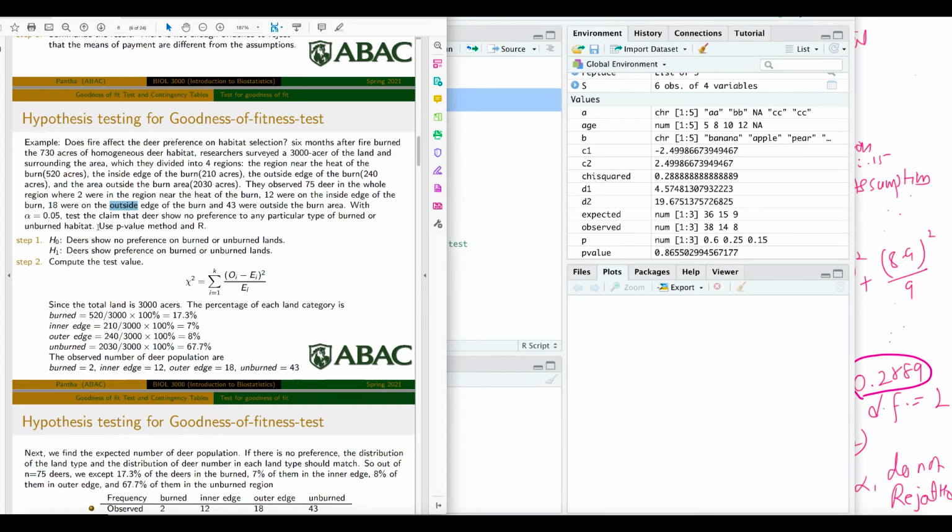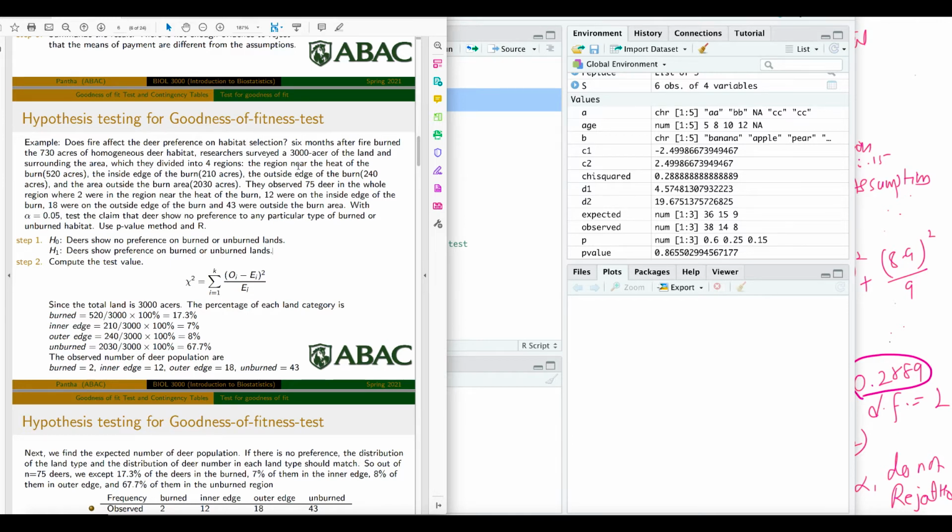With alpha equals 0.05, test the claim that deer show no preference to any particular type of burned or unburned habitat. Use the p-value method. So our null hypothesis will be deer show no preference, and the alternative will be deer show some preference. So what we want to know is, depending on the size of these 4 categories, whether the deer population is concentrating in a certain type of region, or is equally distributed in all those regions depending on their sizes. Okay, that's what you want to check.